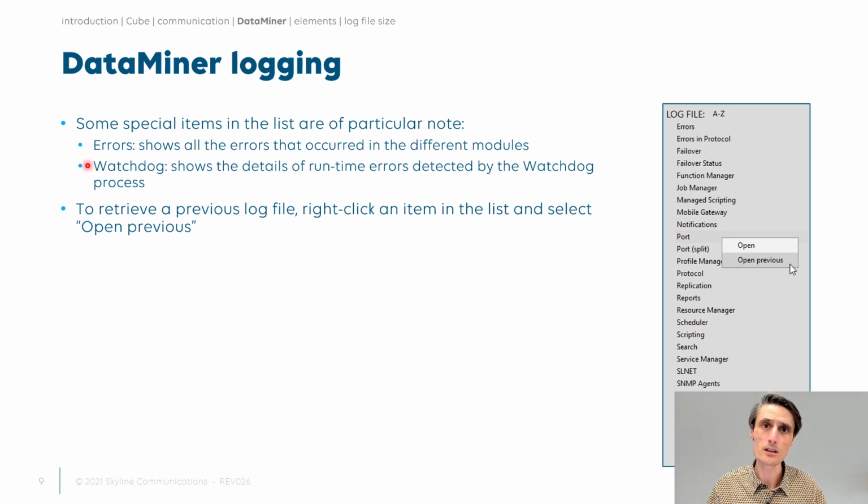Those runtime errors are basically the error messages generated by the Watchdog, and the Watchdog file will also contain more information about those runtime errors, when they started, or maybe when they initially started and maybe disappeared, and things like that.